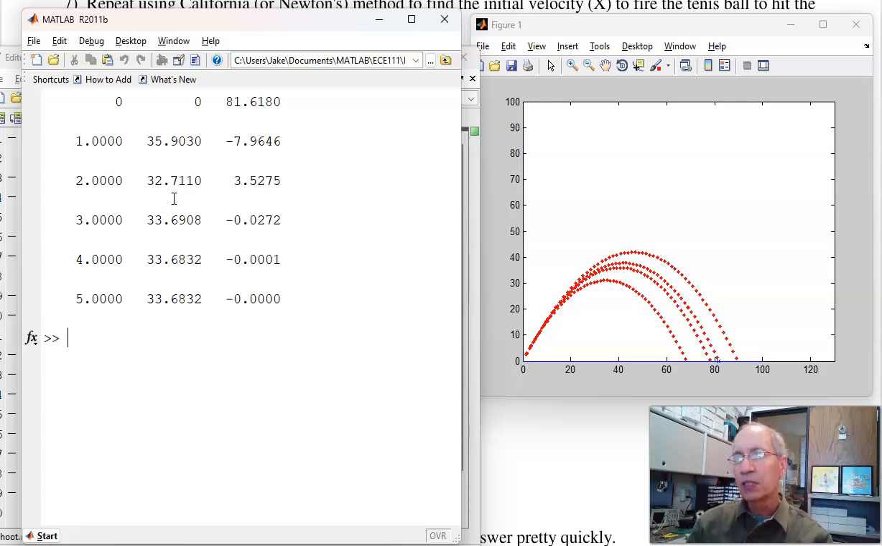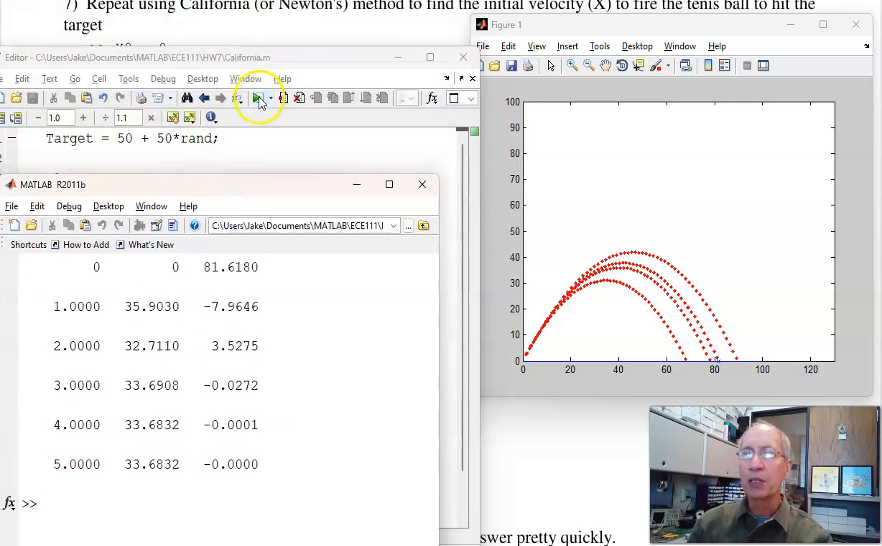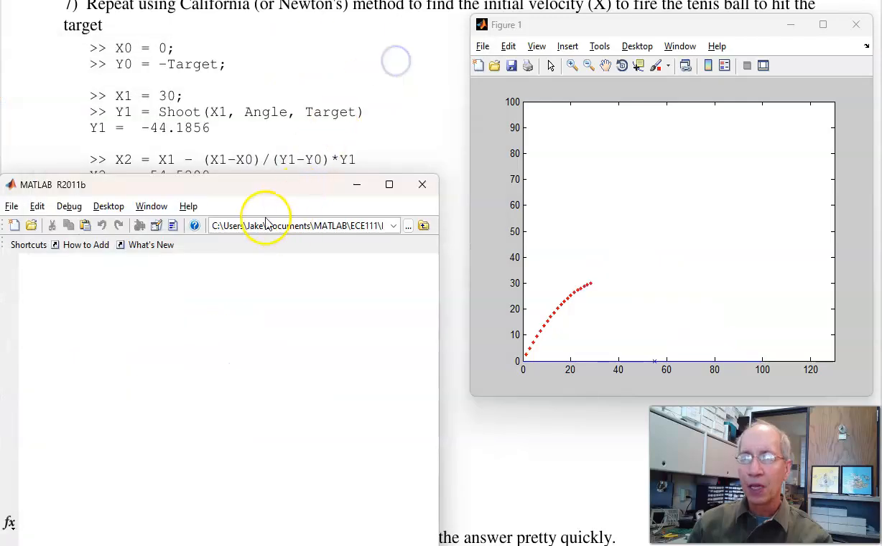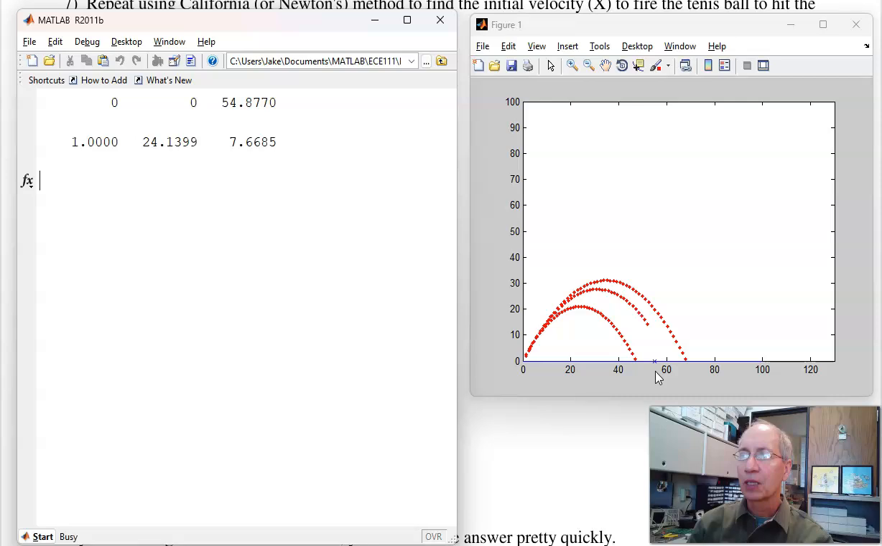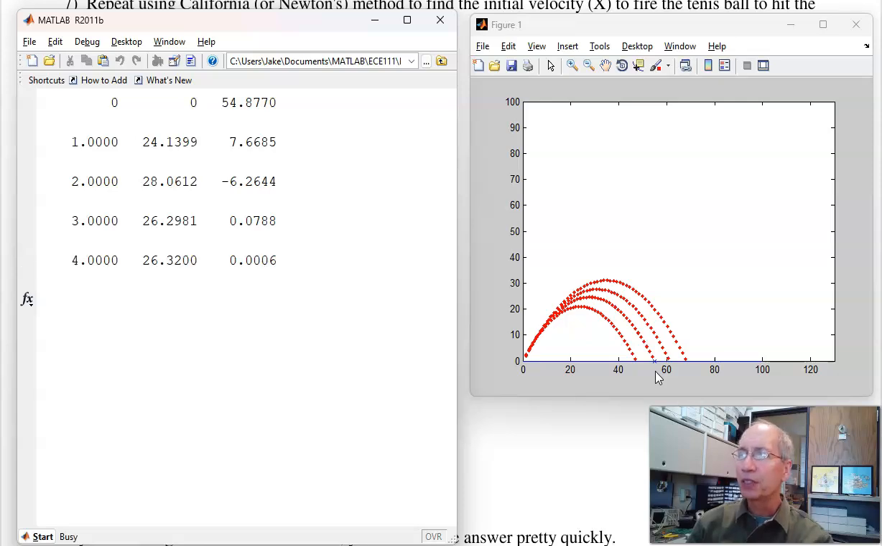That's function equals 0, something we looked at before. Function equals 0 is a very common problem. You see that over and over again. If I try that again with a different random spot, here the target is at, it's like 52. Using California method or Newton's method, I can zoom in pretty quick. That's homework set number 7 for ECE 111, integration with Matlab.